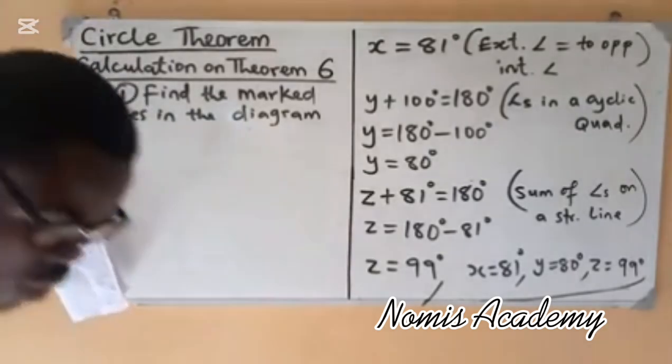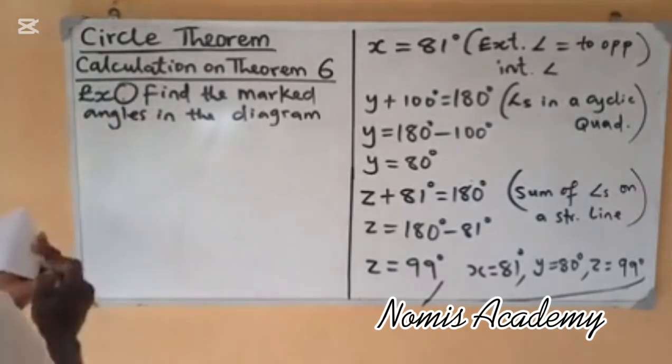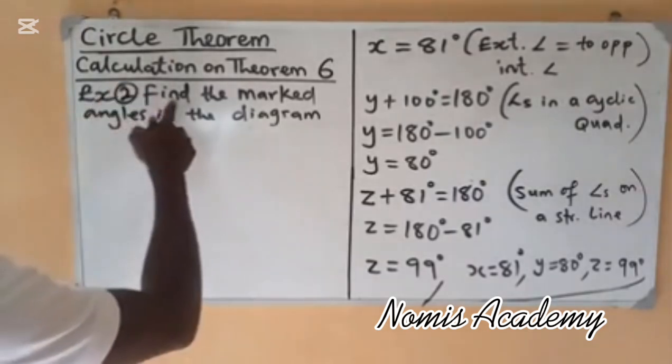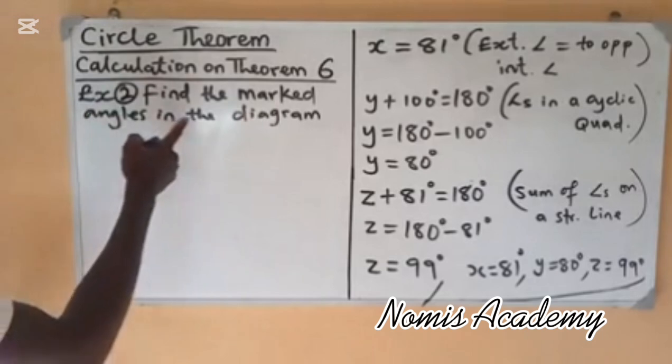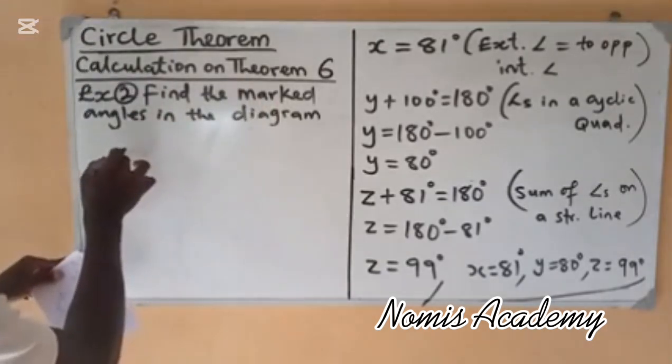Okay, so still having the same statement, but in a different example. We call it example 2. Find the marked angles in the diagram. Now here is the diagram. We have a diagram like this.